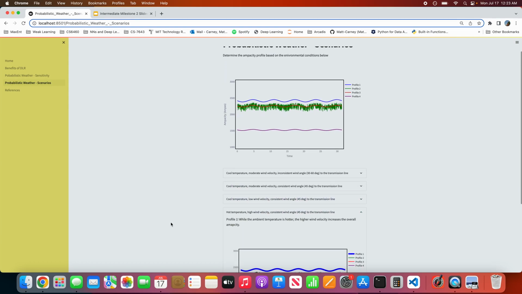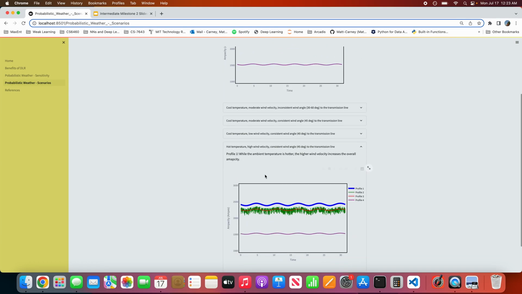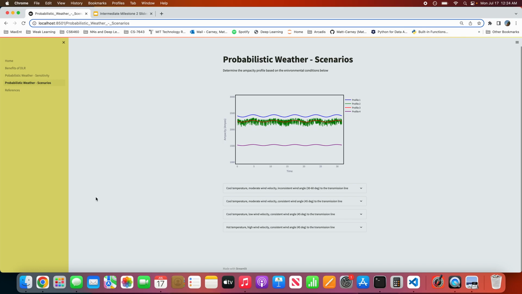And then finally, for the last one, the ambient temperature is hot, but the higher wind velocity increases the overall ampacity. So what they should be pulling out of this is that wind velocity has a huge effect on the ampacity equation. Similarly, so does wind angle. When you have an inconsistent wind direction, you're going to have a lot more uncertainty and variability in your rating.